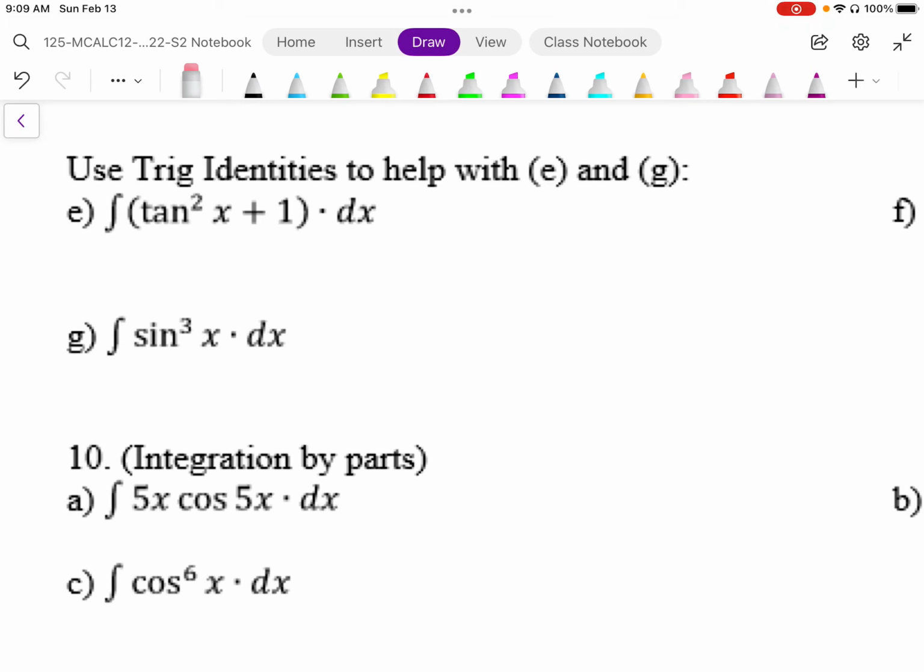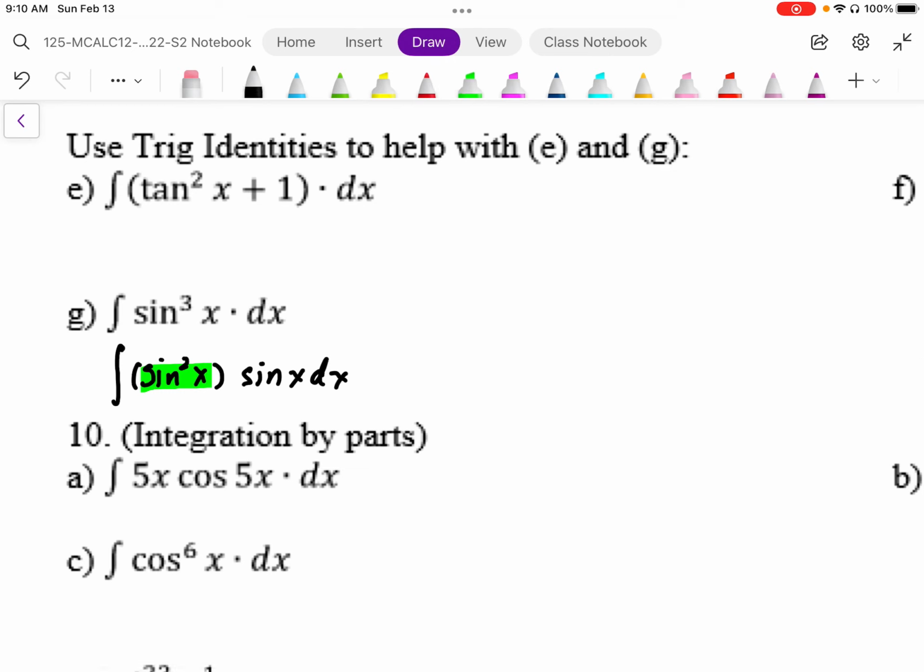So the trig identity I might want to try is sine squared. So if I have sine squared here, I can use a trig identity for sine squared. Okay, so using that, looking at this piece here, we know that there's a trig identity of 1 minus cos squared. So I'm going to replace that with 1 minus cos squared. And then I have my sine x on the outside.